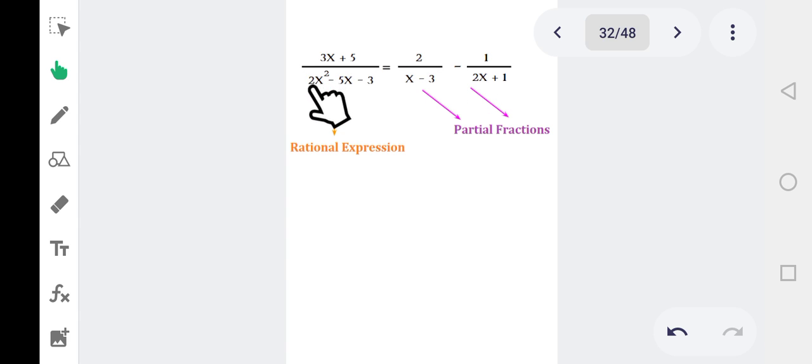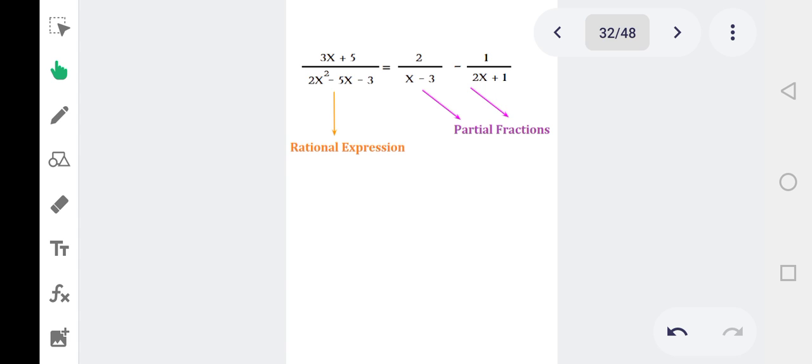So we can see this here. This is the rational expression 3x plus 5 over 2x squared minus 5x minus 3, which is equal to 2 over x minus 3 minus 1 over 2x plus 1. So this 2 over x minus 3 is a partial fraction. The other partial fraction is negative 1 over 2x plus 1.